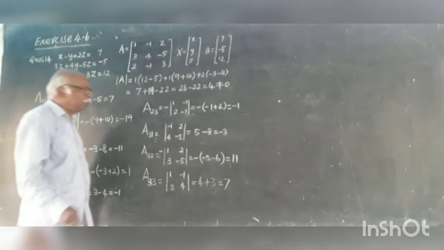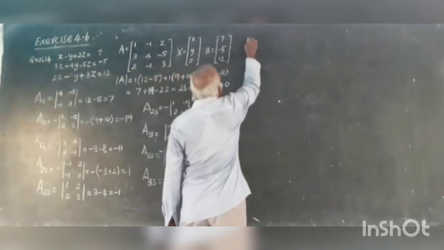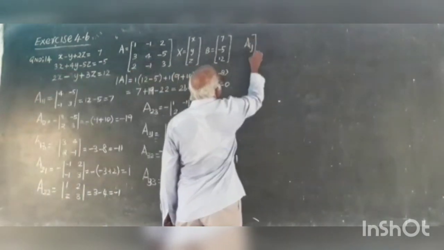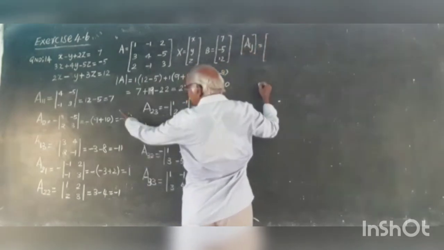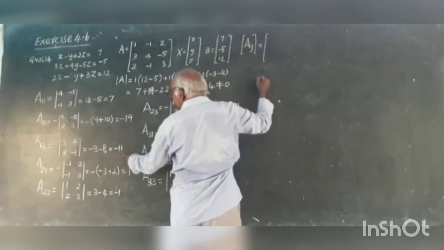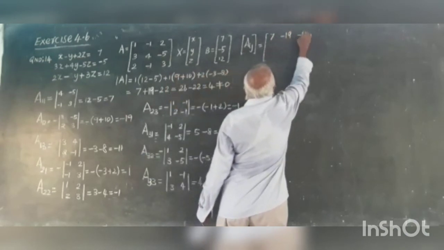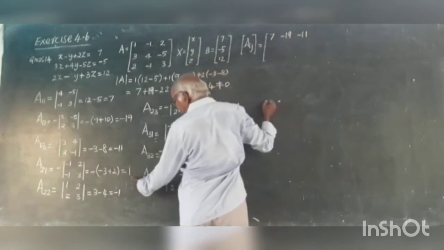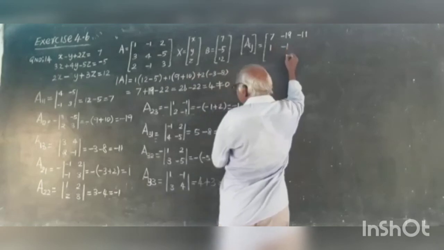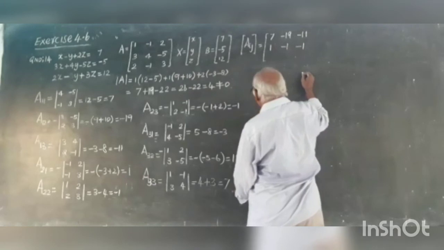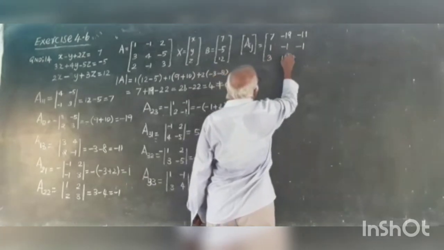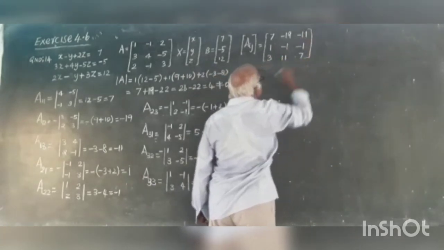Then form the cofactor matrix Aij. Capital Aij is equal to: first row 7, minus 19, minus 11. Second row 1, minus 1, minus 1. Third row 3, 11, 7. That's all.